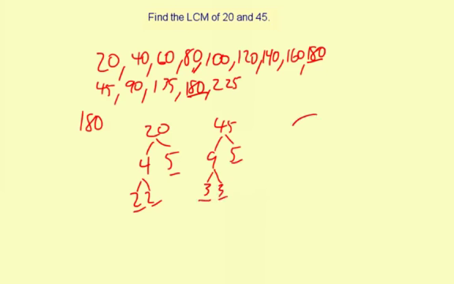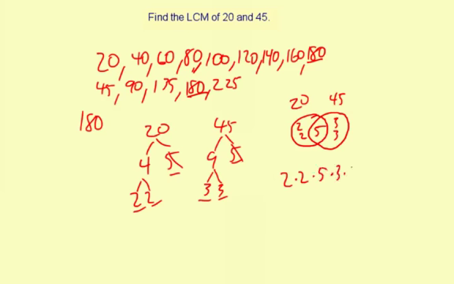So let's do our Venn diagram. Here's the 20, here's the 45. So numbers in common, it looks like there's a 5 in common for both, and that's it. So the 20 has a 2, 2 that it doesn't share, so 2 times 2. And then 45 has a 3 and a 3. So for our least common multiple, we take all the prime factors that are shown here and multiply together. So it's 2 times 5 times 3 times 3.